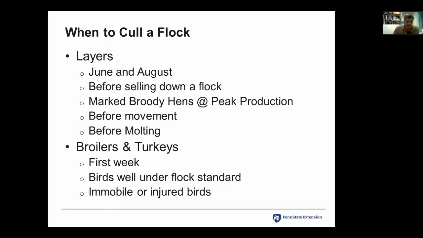With broilers and turkeys, usually the first week we're culling birds that are not going to be ambulatory, birds that are failing to thrive, and birds that will probably be well under flock standard by market weight. And so that's why culling, especially in the first weeks, is usually done to make sure that the flock stays as uniform as possible throughout the grow period that each type of bird is under.